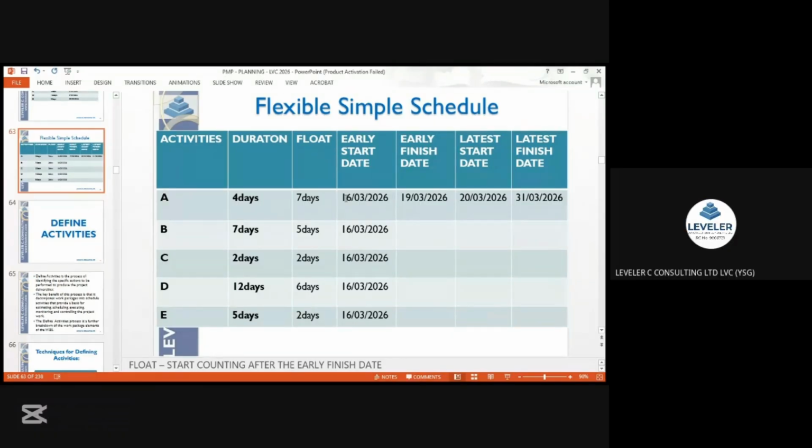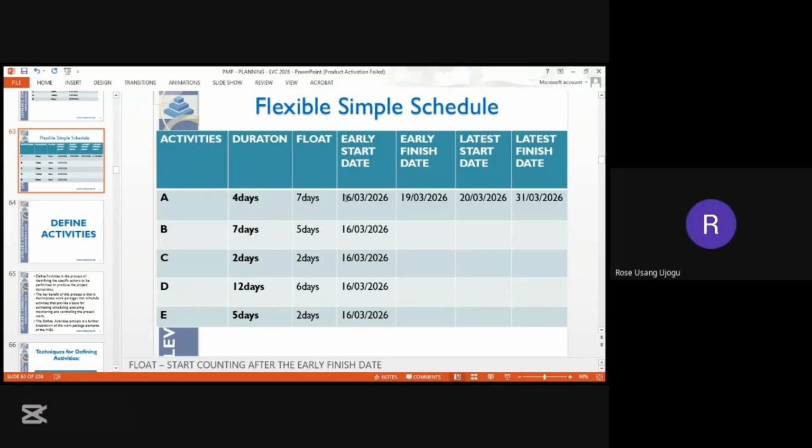So after 19, which is where we exhausted the first 4 working days we're supposed to use, our float now starts counting from the next day. So the next day is the 20th, Friday. Yes. So we now start counting our float, which is 7 days. Let's check our calendar to be sure that what we have posted is correct. Yes, the 20th is Friday. So the 21st is a Saturday.